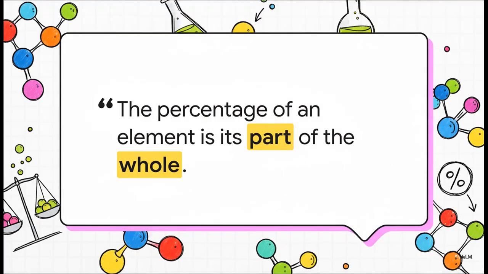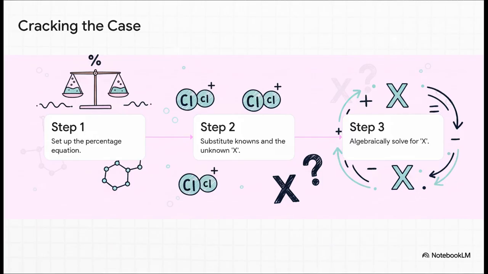Now, to crack this case, we have to lean on one fundamental truth. That 79.76%, that number represents chlorine's part of the whole mass. And that simple idea is going to be our guiding light for this entire investigation. Okay, so let's set up an equation based on that idea. We know the percentage of chlorine is equal to the mass of our 3 chlorine atoms divided by the total mass of the whole thing. And what's the total mass? Well, it's just the mass of those chlorines plus the mass of our mystery element X.